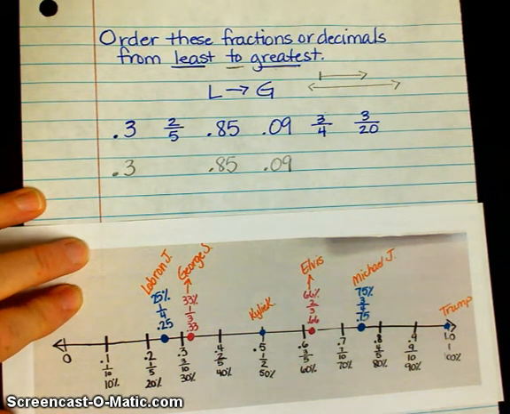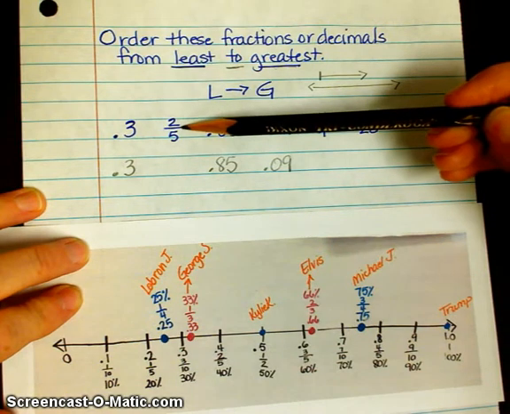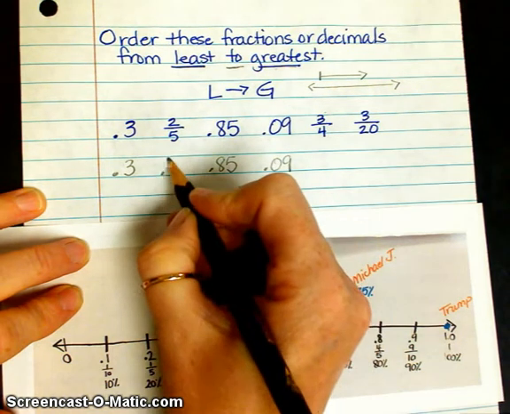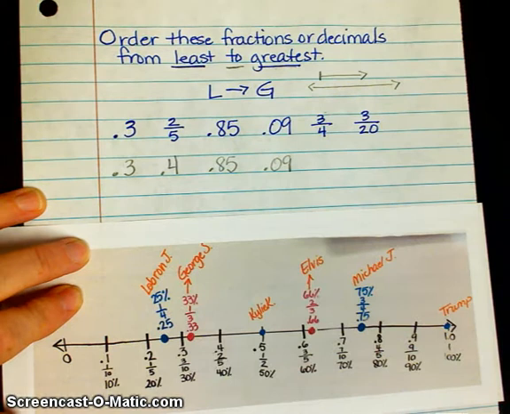Now, if I look right here, the first fraction that I want to convert is 2/5. And if I look here on my number line, I see that 2/5 is right there. The equivalent decimal to 2/5 is 0.4. So I'm going to change 2/5 to 0.4.